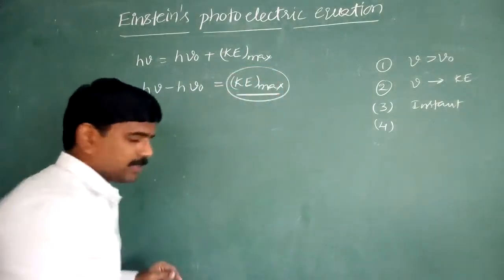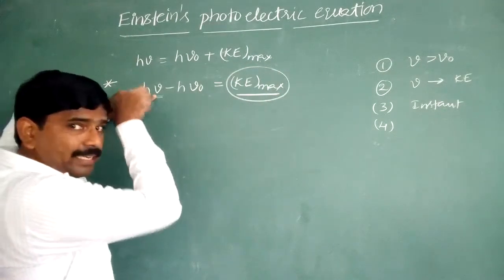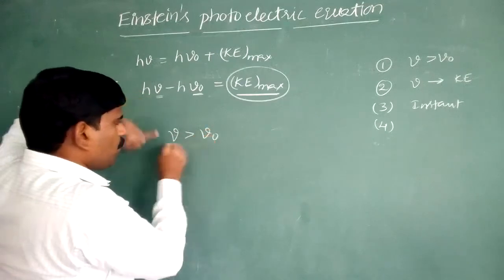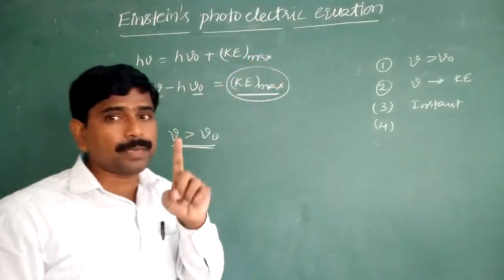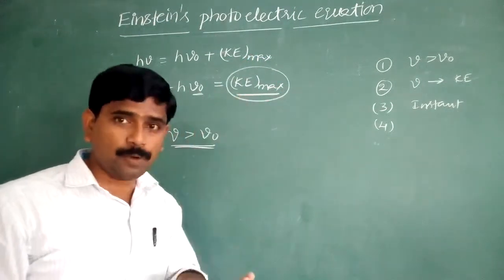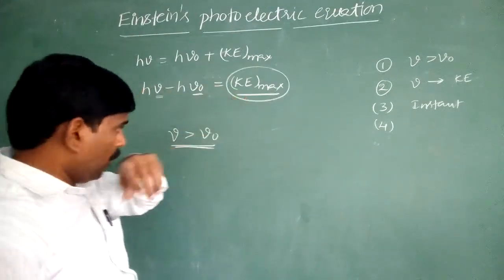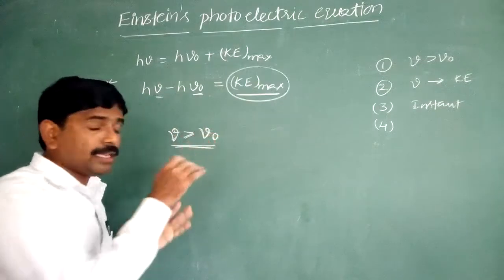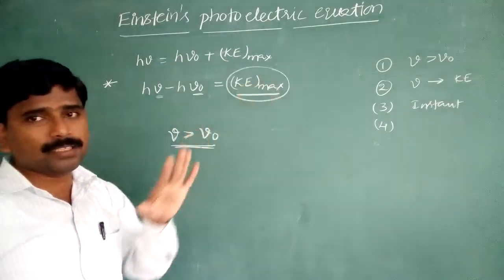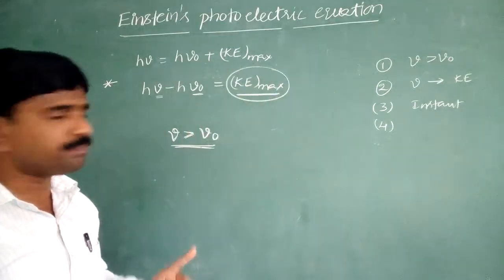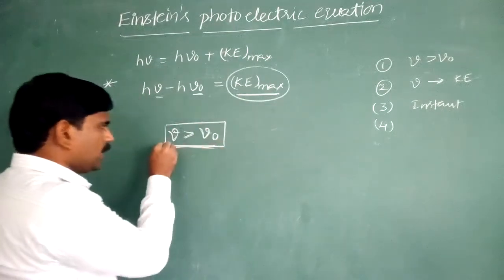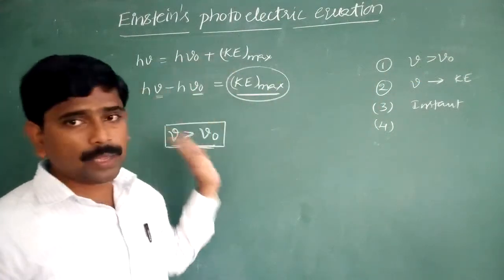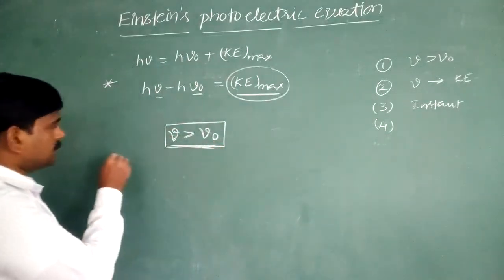When the frequency of the incident radiation is more than the threshold frequency, then kinetic energy becomes positive. From this expression, only in that situation does kinetic energy become positive. So, only when the frequency of the incident radiation is more than the threshold frequency does photoelectric emission take place. The first one is explained with the help of Einstein's photoelectric equation. Second one.